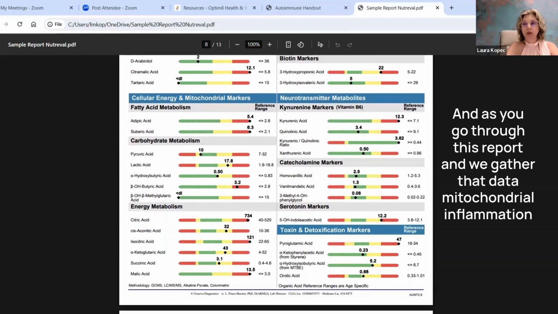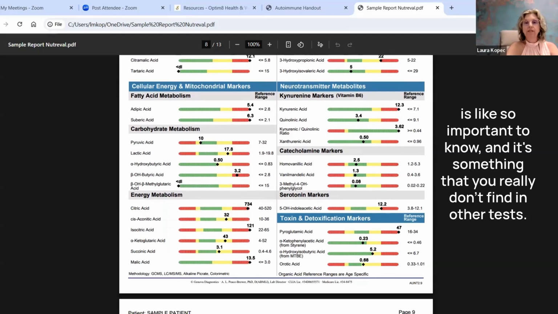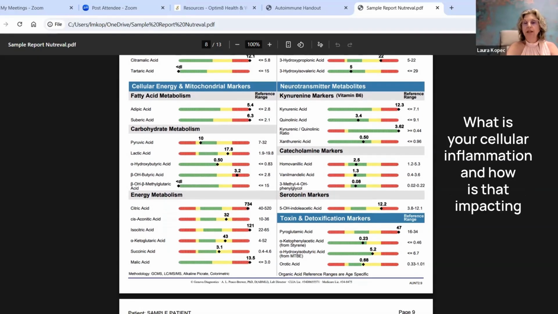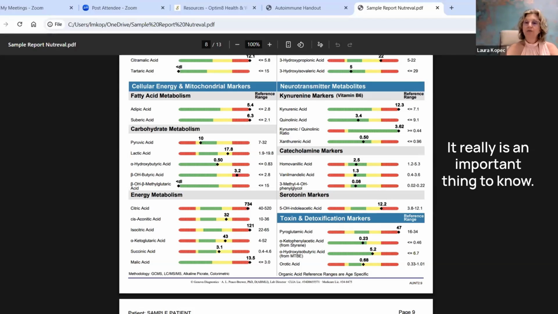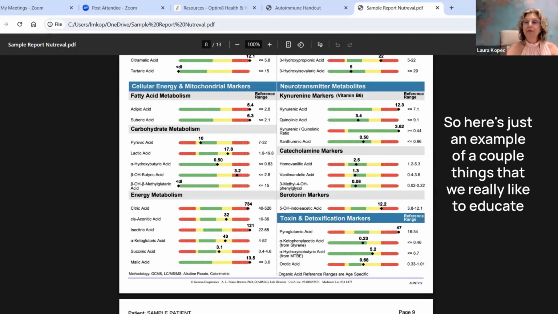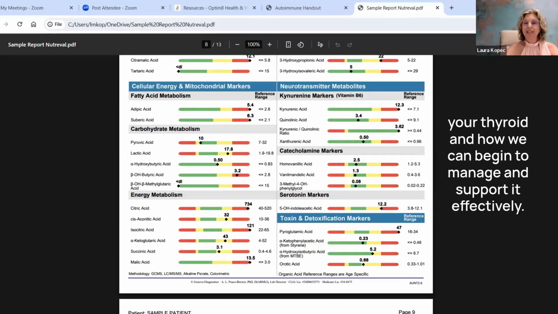And as you go through this report and we gather that data, mitochondrial inflammation is so important to know. And it's something that you really don't find in other tests. What is your cellular inflammation? And how is that impacting your hormones, your stress response, your thyroid? It really is an important thing to know. So here's just an example of a couple of things that we really like to educate and gather data on so that you have a better sense of what is going on with your thyroid and how we can begin to manage and support it effectively.